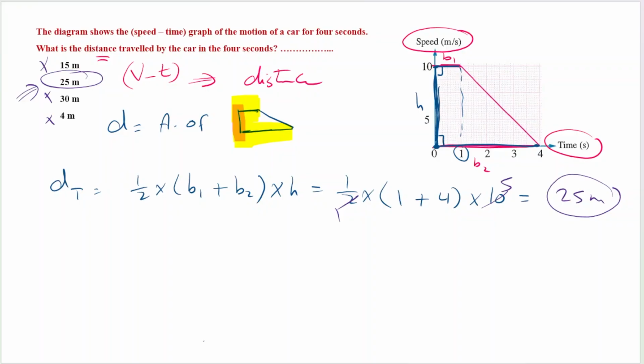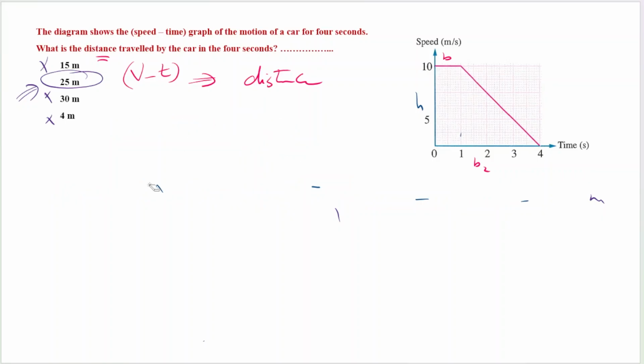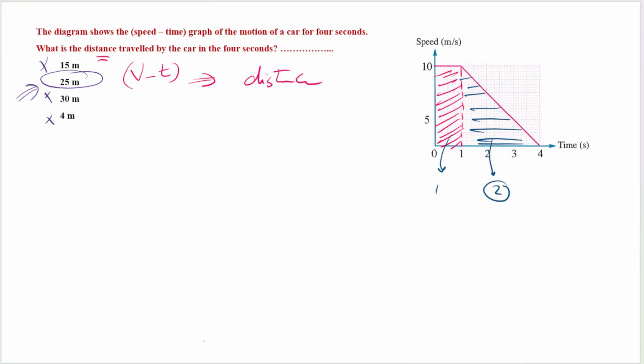What if I duplicate it? What if you are not happy with this formula, and you need just to convert it or divide it into two regular shapes. One of them is a triangle and the other is a rectangle. You can just do this. Now you have a rectangle and you have a triangle. I will call this 1, I will call this 2.